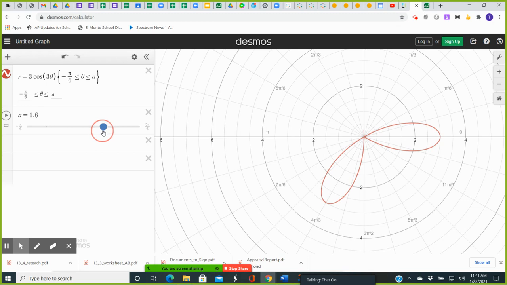And if you keep going from pi over 2 to 5 pi over 6, you get values of r that are positive or non-negative, and you are tracing the third petal of the rose curve. So the limits of integration could be also from pi over 2 to 5 pi over 6.